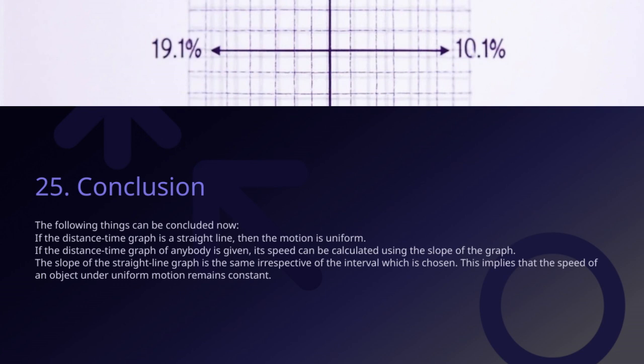It stays constant throughout. These points really tie back to the overall idea that understanding the shape and slope of these graphs helps us grasp the nature of motion, especially uniform motion.